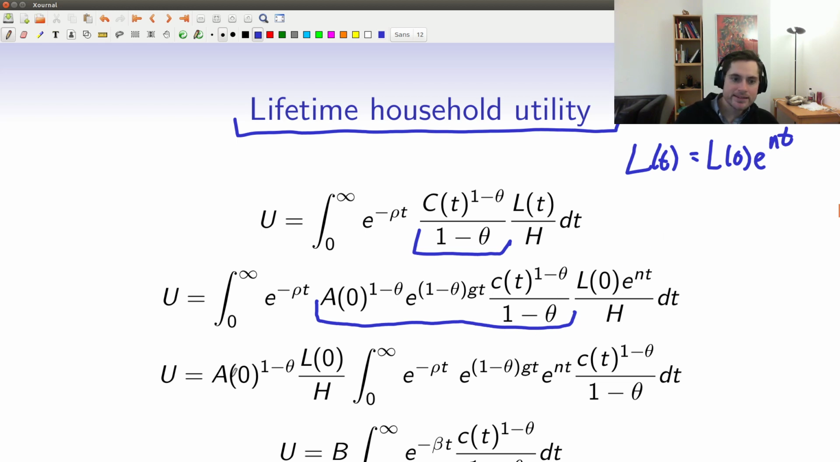Then let's take the things that don't depend on t and put them out on the left. So we're going to remove this A_0 and this L_0 divided by H, put them over here, and we end up with this expression. Let's just call this whole thing here B.